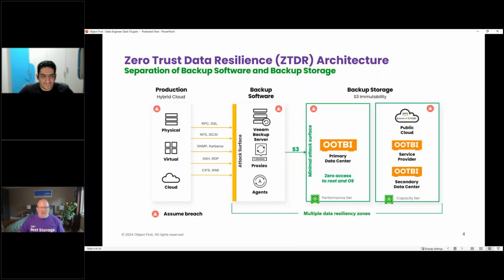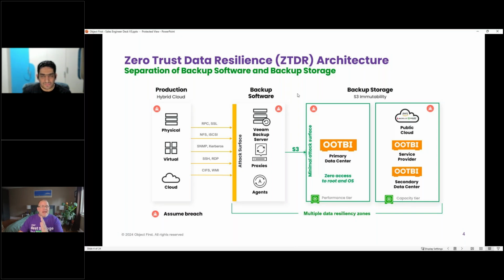So in compliance with ZTDR, we have a minimal attack surface here, only S3 coming in, and there's zero access to root and the operating system, okay? In this case, we have an OOTBI here, but we can also have an OOTBI in a secondary data center, a service provider could have an OOTBI, or you can use AWS, Backblaze, Wasabi in the 3-2-1 rule. So this is your offsite. In this case here, it's a capacity tier, but you could just have a local repository and use backup copy jobs to go offsite as well. So keep that in mind.